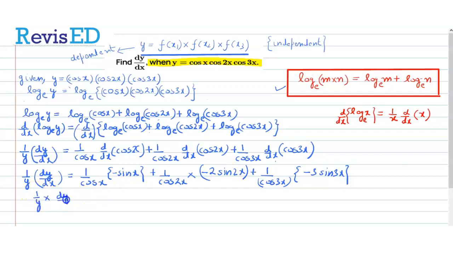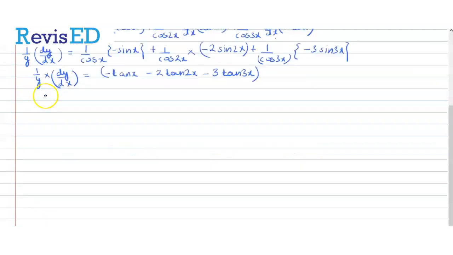So again, 1 by y multiplied by dy by dx will be equal to: sin by cos is tan, so minus tan x, minus 2 sin 2x upon cos 2x, which is 2 tan 2x, minus 3 sin 3x upon cos 3x, which is 3 tan 3x. We'll keep it in a bracket.